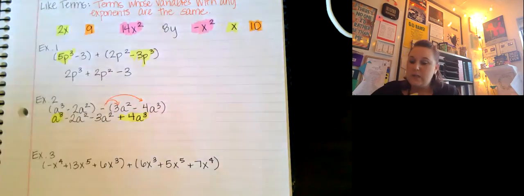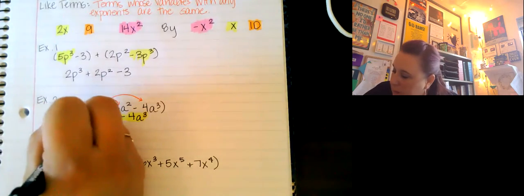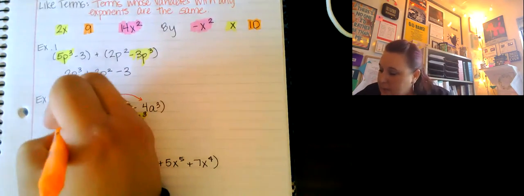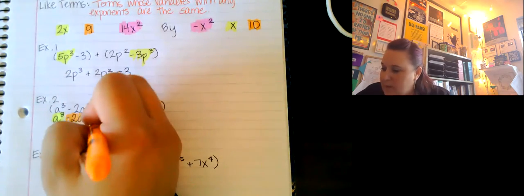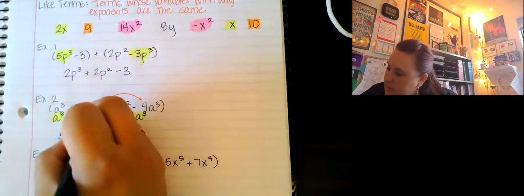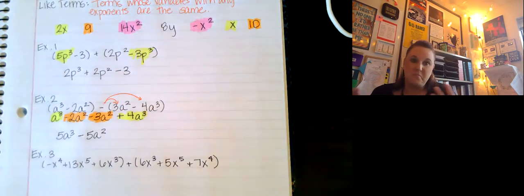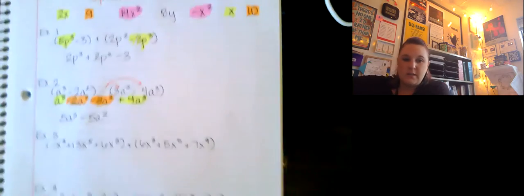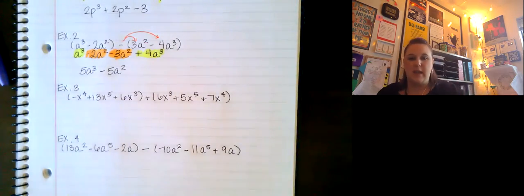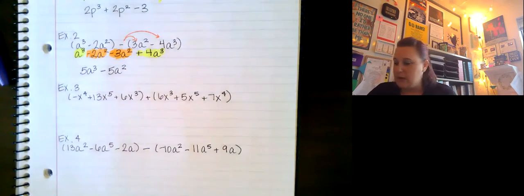Now from there, I can just combine any like terms that I see. So I have an a to the third here, and I have a 4a to the third here, and I'm adding them, right? So that's going to give me a total of 5a to the third. I also can combine my a to the second. So I have minus 2a to the second and minus 3a to the second, which is minus 5a to the second power. Voila.